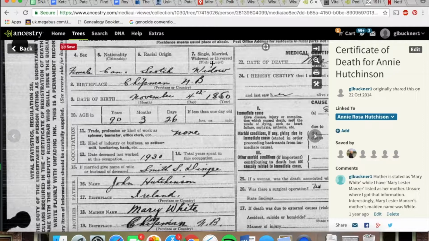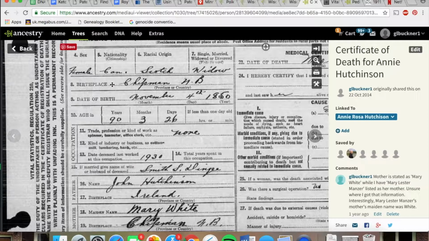Number 7, single, married, widowed, or divorced. This also seems self-explanatory, but it does give you a good hint in where to research the spouse of the person. We see she is a widow, so that tells us that her husband had died before her, so we can put that in our notes if we're researching her husband. I've never seen one that says divorced. I think that would be super cool because then you know to look for divorce records.